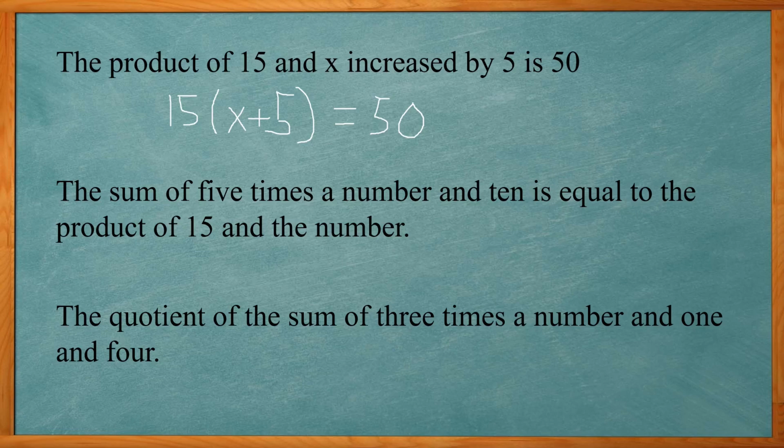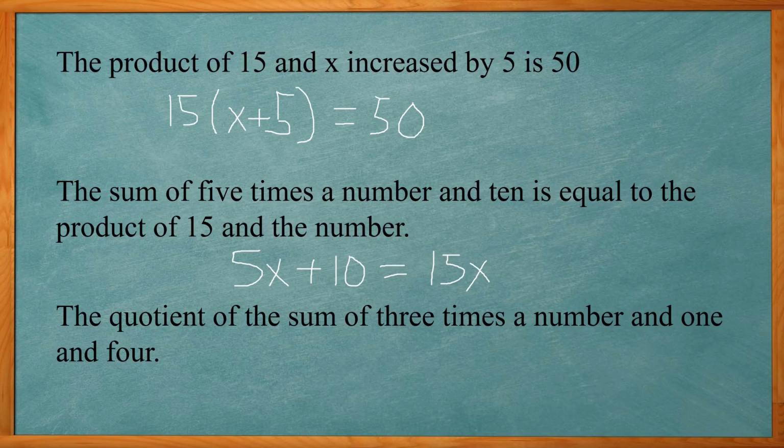So next one says the sum of 5 times a number and 10 is equal to the product of 15 and the number. All right, so we have sum is addition, times is multiplication, is equal sign, product means multiplication. So the sum of 5 times a number, so 5x and 10, so the sum of those two is equal to the product of 15 and a number. So product means multiplication, so 15x. So 5x plus 10 equals 15x.